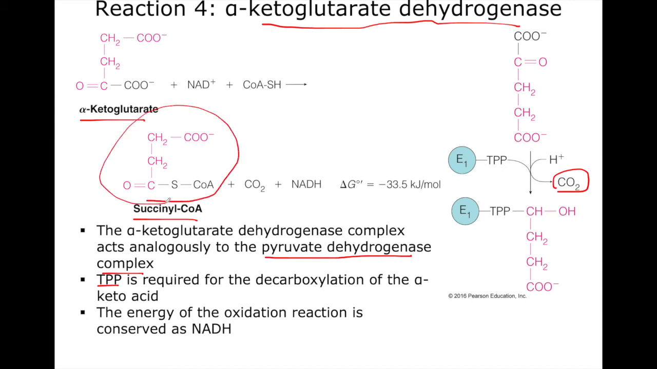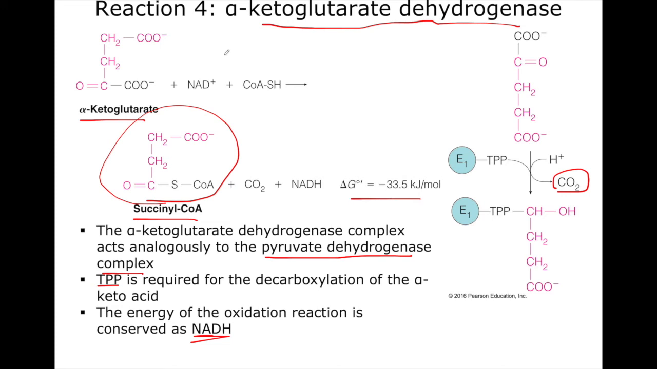Now this process, we have to regenerate the enzyme, so that lipoamide, which is going to be in our E2 portion, the reduced lipoamide is going to get oxidized, and those electrons will ultimately get transferred to NADH. So again, review that pyruvate dehydrogenase complex, and this is a very analogous step. It is also very exergonic.